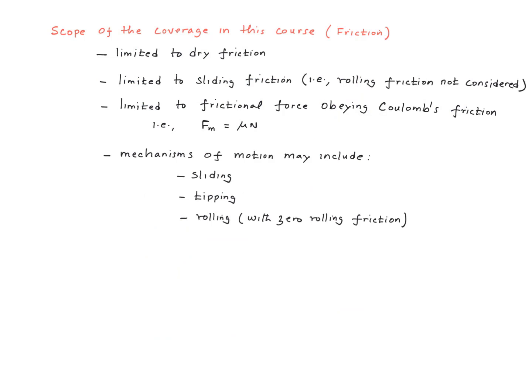So what exactly are we going to talk about in this course? Well, our coverage here is going to be limited to dry friction. It's going to be limited to sliding friction. In other words, not including rolling friction. It's going to be limited to frictional force obeying Coulomb's friction. In other words, we are not going to consider Coulomb's model or any other nonlinear model. Our problems may involve these mechanisms: sliding, tipping, and rolling. But if the mechanism is going to involve rolling, we're going to neglect the rolling friction.